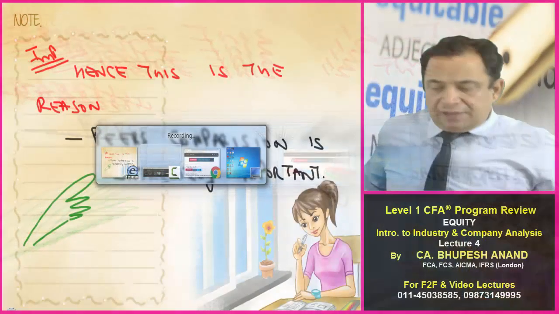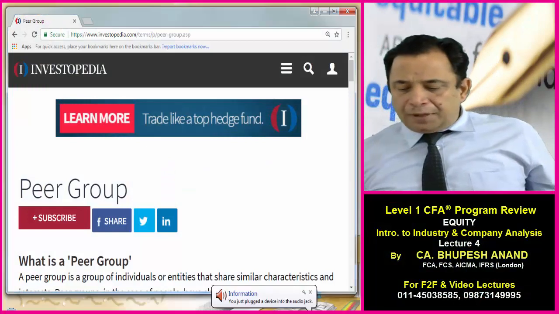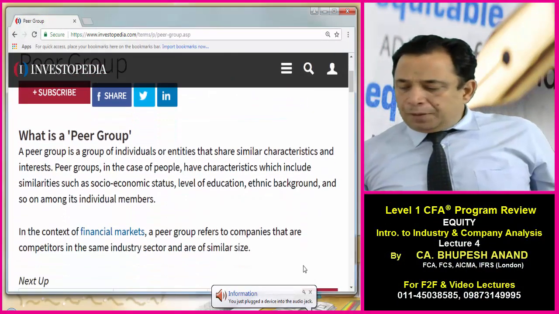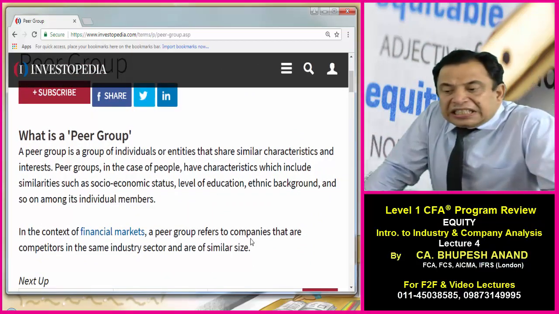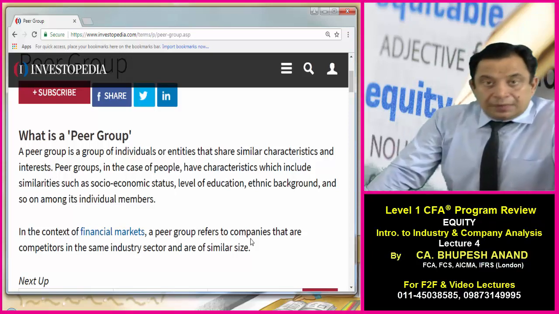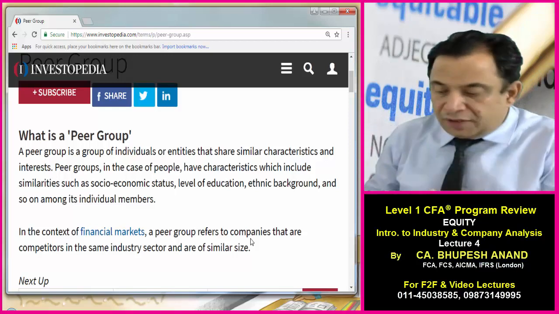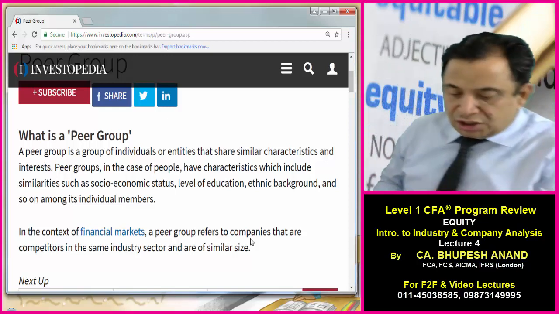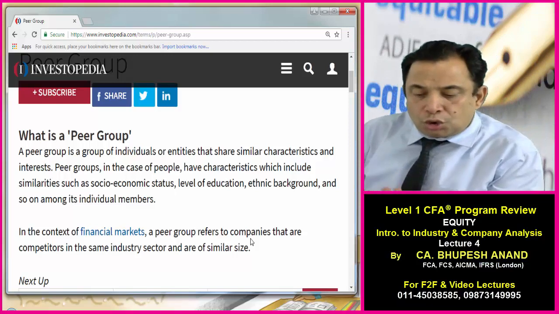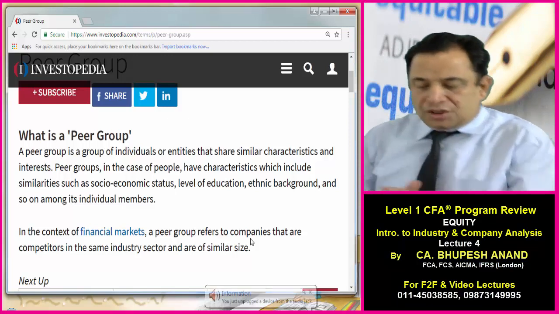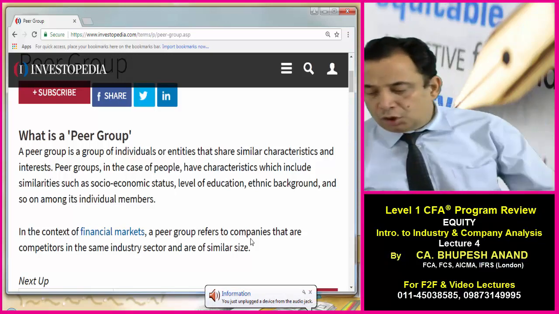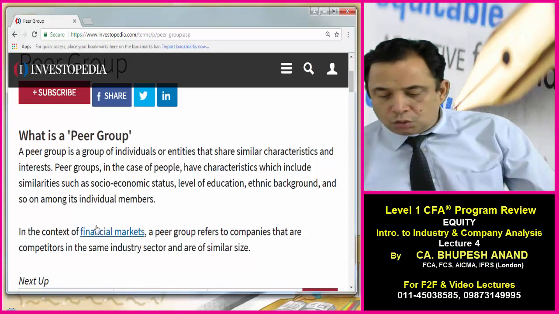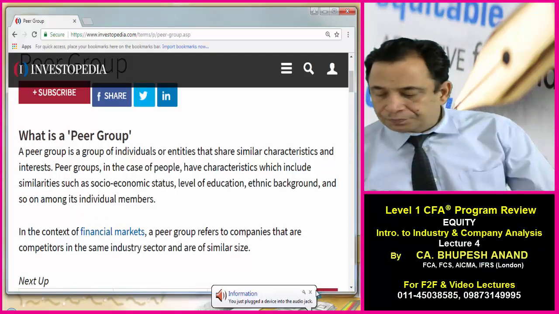Just see in Investopedia, I want to show you something. What is a peer group? A peer group is a group of individuals or entities that share similar characteristics and interests. Peer groups, in the case of individual people, have characteristics which include similarities such as socio-economic status, level of education, ethnic background, and so on among its individual members.